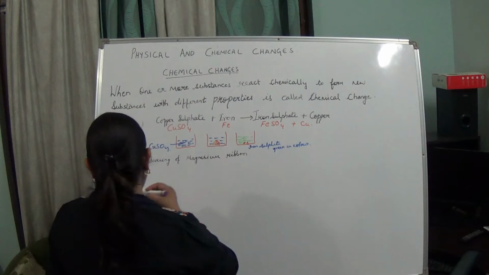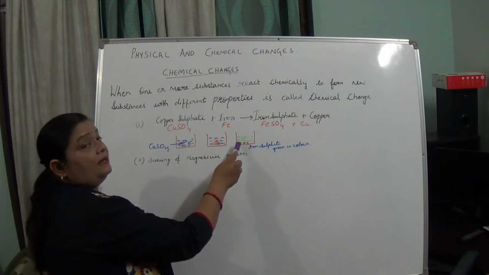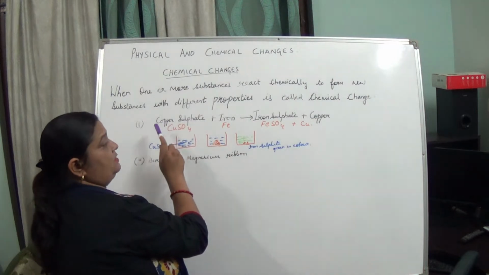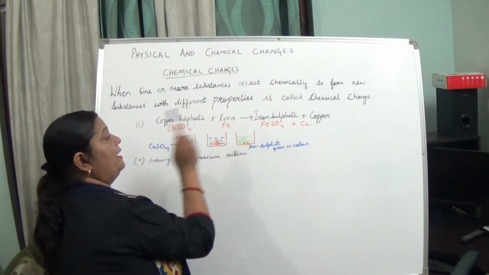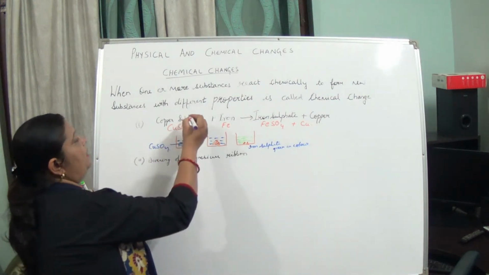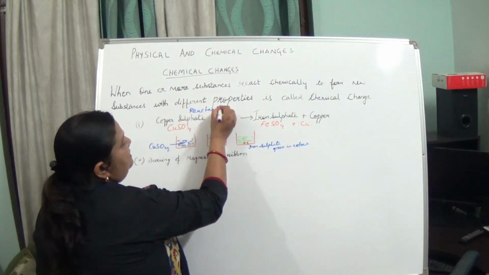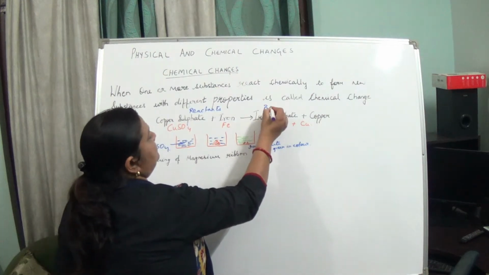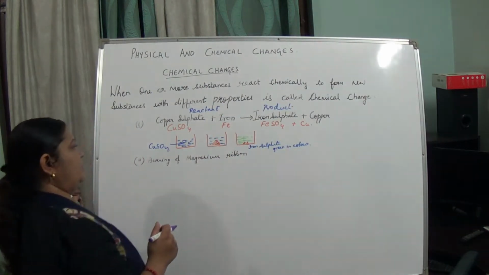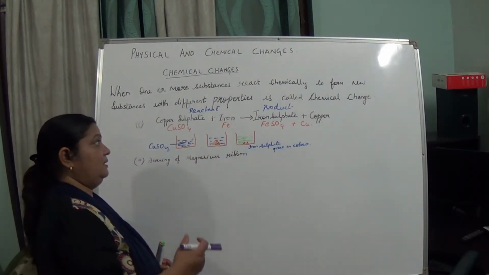So, one thing you have noticed, students, is that when a chemical reaction takes place, color also changes. Even the substances which are formed are totally new, because here it was copper sulfate, now it is iron sulfate. Okay, so the left hand side substances are known as reactants, and these are known as products. Reactant and product.